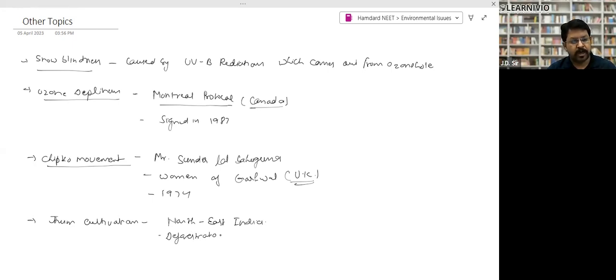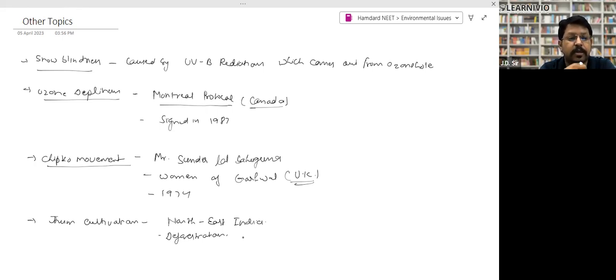In Jhum cultivation, the tribes used to cut down all the trees, and after cutting them, they used to burn them. Either they cut down or they burn the forest. After burning the forest, they used to plow that land and grow crops there. After 2, 3, or 4 years, when all the nutrients of that field were exhausted and the land became unfertile, they used to leave that area and move to a new area, and again cut down the forest. This was called Jhum cultivation.